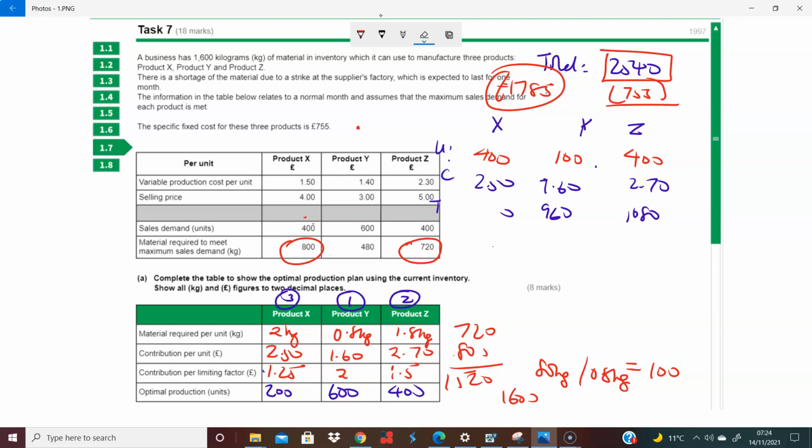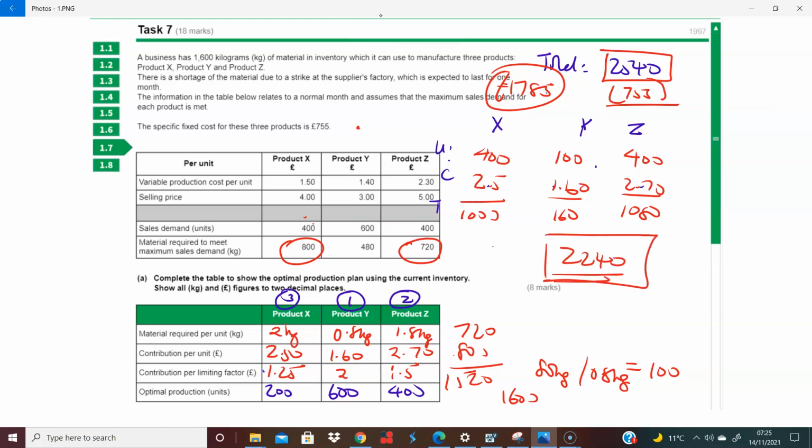Well, let's work out the contribution for each of these. So 400 times £2.50 is 1,000. £1.60 times 100 is 160. And 400 times £2.70 is 1,080. Add these three together, and what you will get is 2,240. That's what you have.